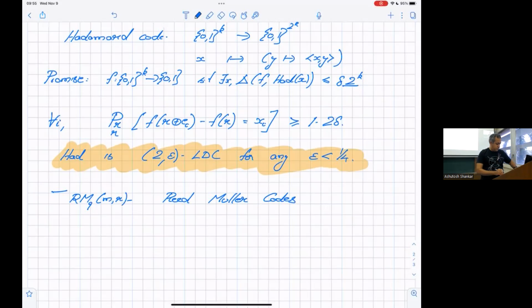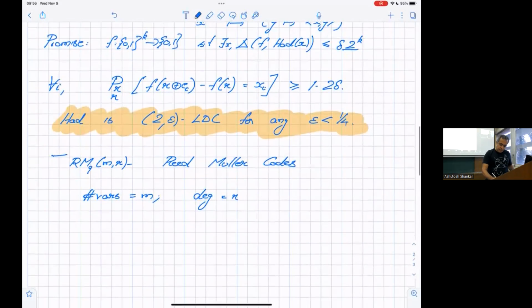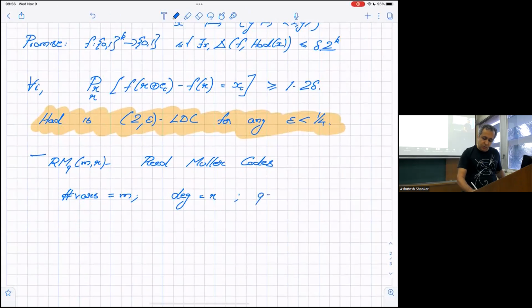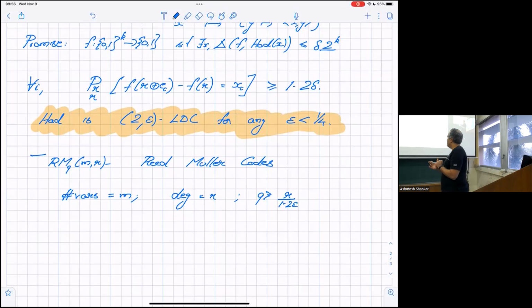Reed-Muller codes. So what is this one? Once again, setting it up: the number of variables is m, the degree is r, and the field size is q. Let's set the field size to be greater than r times 1 minus 2 epsilon. So we are in the large field setting, where the field is larger than that.